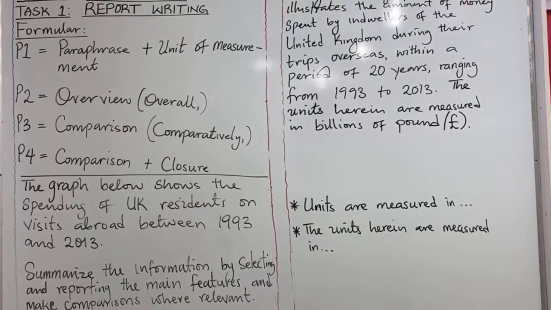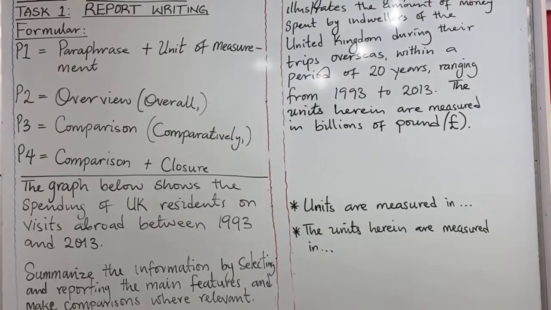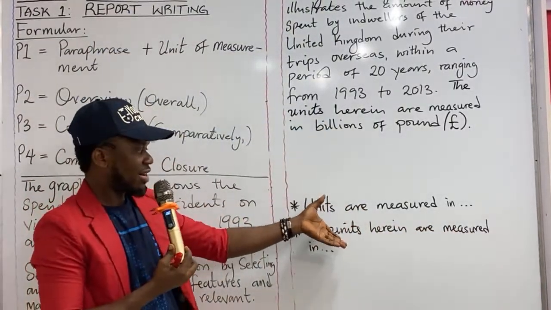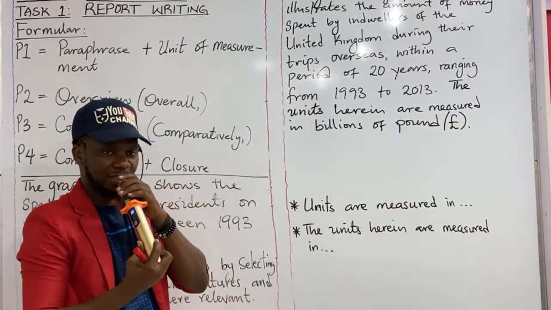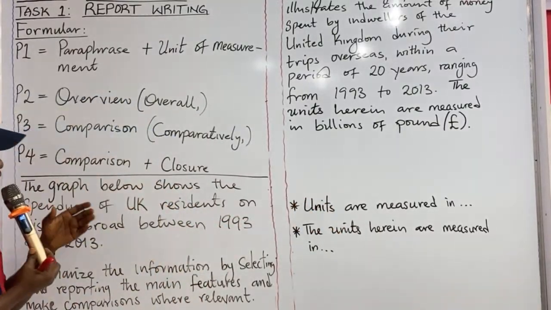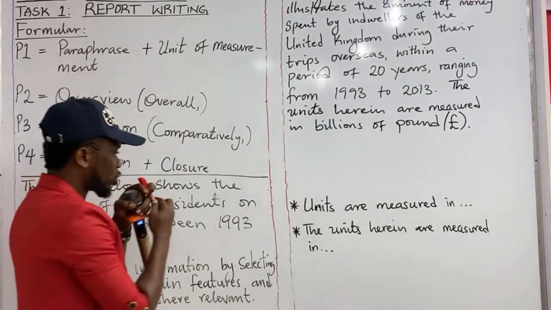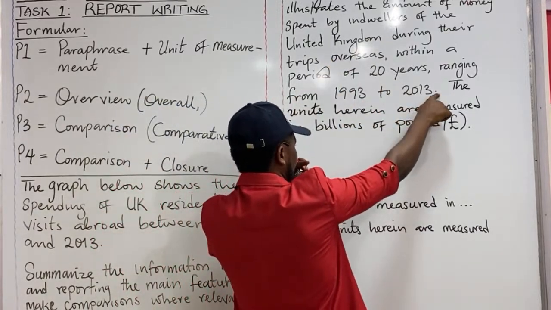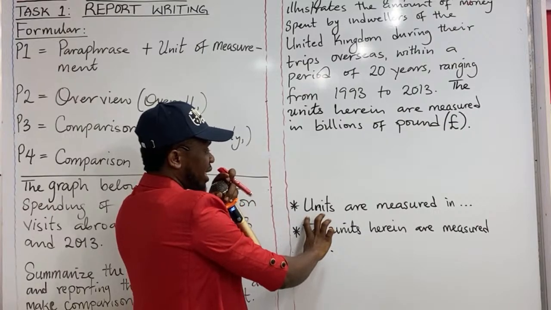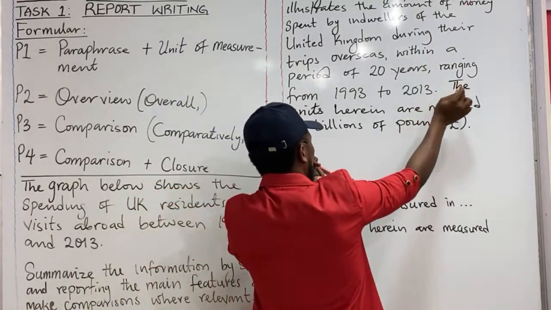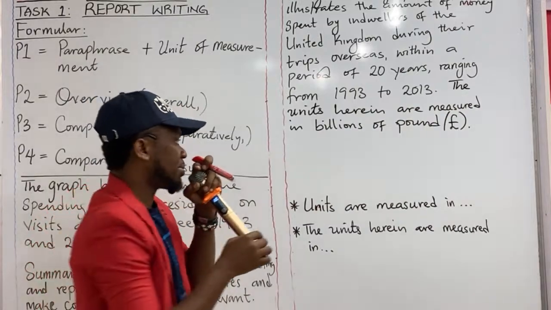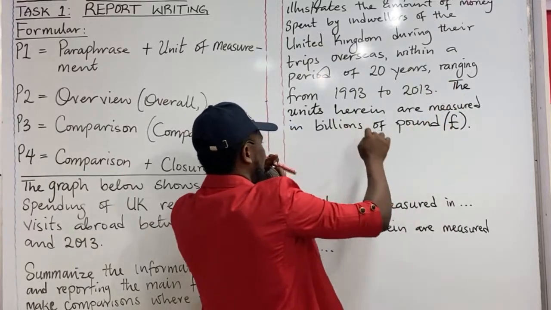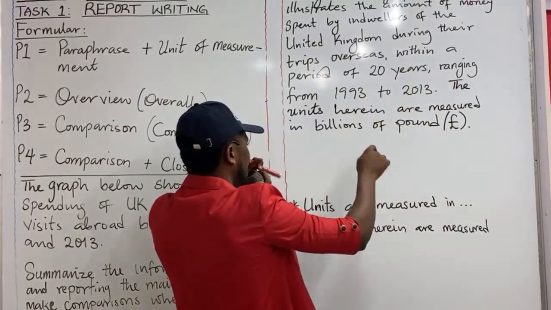For continuation and continuity, there are two standards or two templates to introduce the unit of measurement. So we chose to use the second one. Our paraphrase ended at this point, so after the paraphrase we bring in the unit of measurement to the same paragraph, just immediately after the full stop of the paraphrase. So we have just written: the units herein are measured in billions of pounds.